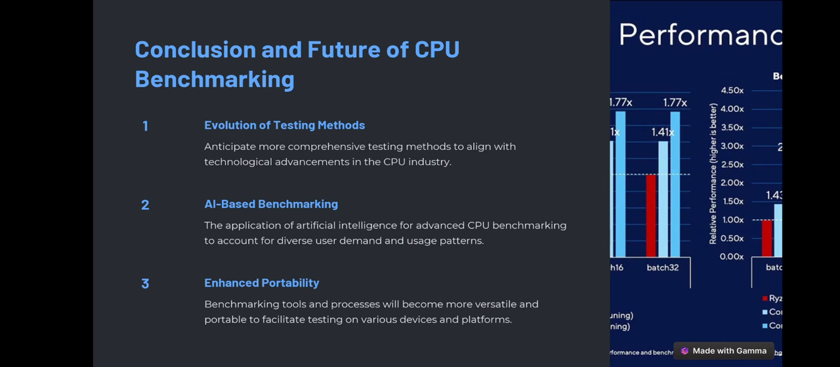So, conclusion on the future of CPU benchmarks. Evolution of testing methods: we can anticipate more comprehensive testing methods to align with the technological advancement in the CPU industry. And we can also perform AI based benchmarks, which have become one of the most trending things nowadays as of 2024. As you know, AI has been one of the most booming and most popular fields now.